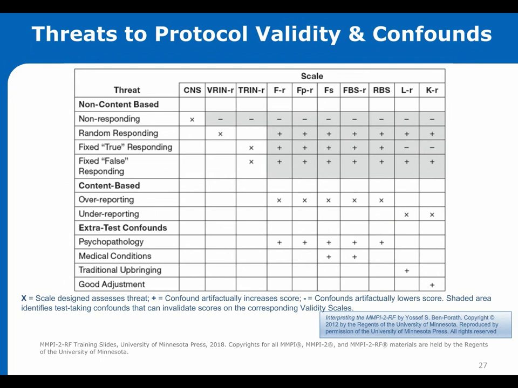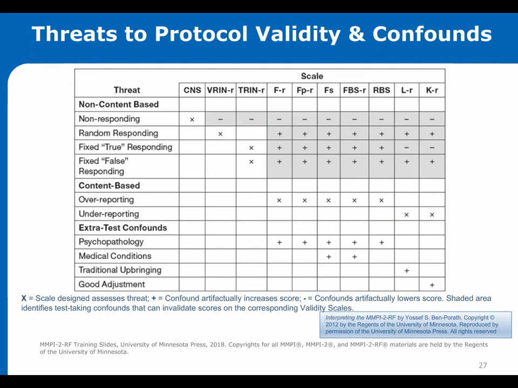So what this means is that when elevations on the validity scales occur, you have to consider these extra test confounds, because as we've discussed earlier, there's several possible reasons for elevations on these scales other than over-reporting or under-reporting. So if you see someone with an elevation on F, for example, you have to ask yourself, does this individual have significant psychopathology that could potentially account for this elevation or not, right?